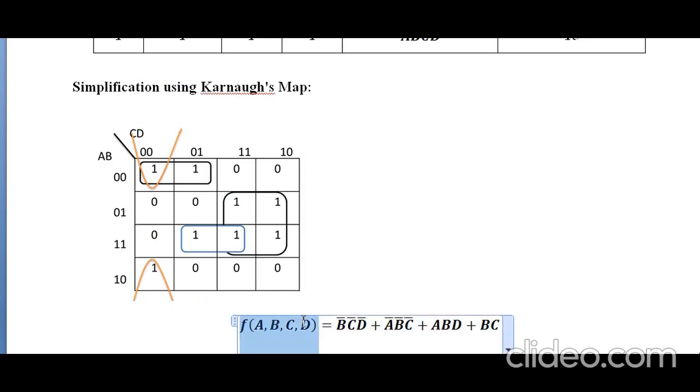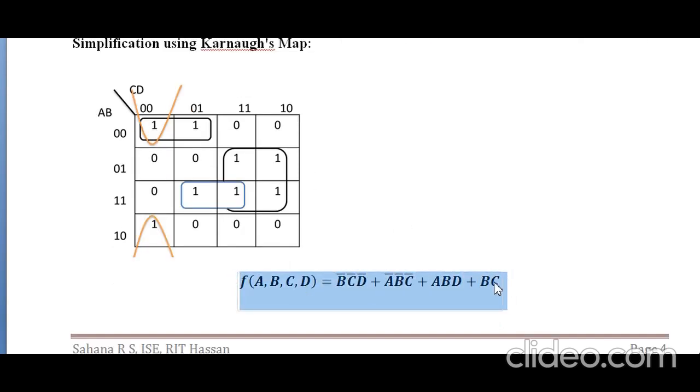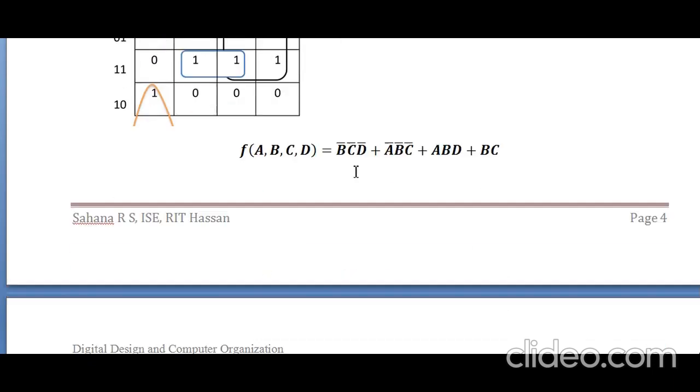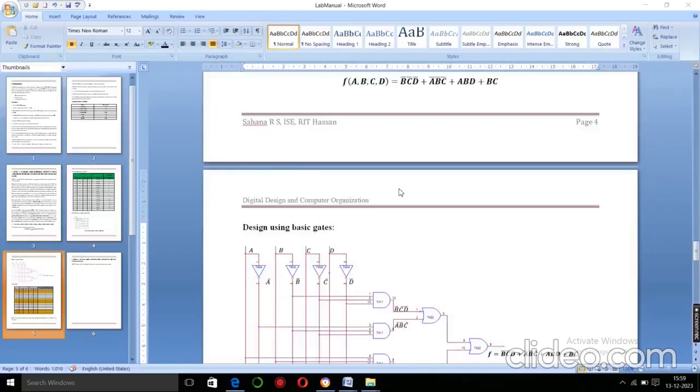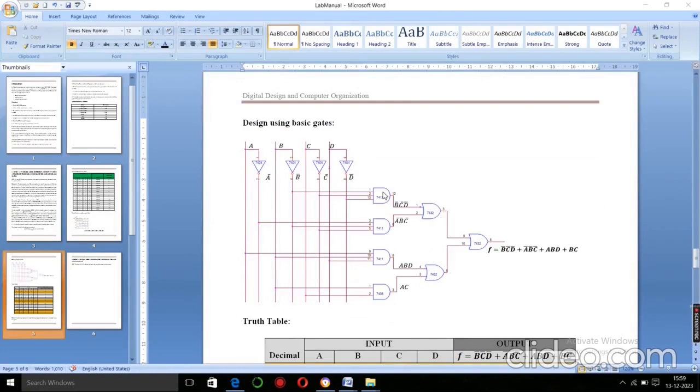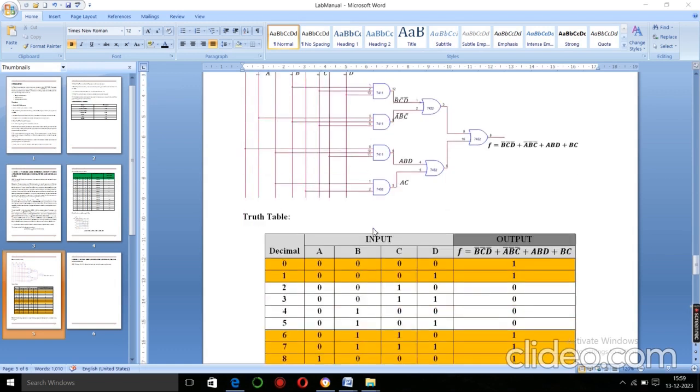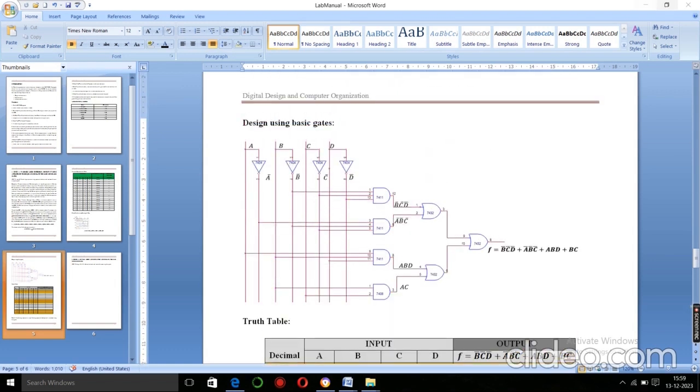For this, the derived equation will be f of a, b, c, d is equal to b dash c dash d dash plus a dash b dash c plus a b d plus b c. Now let us try to implement this equation using Proteus and simulate the same. The given expression is as shown here. We need 4 NOT gates, 3 three-input AND gates, and 1 two-input AND gate. Next we require 3 two-input OR gates. Now let us implement this and simulate the output.